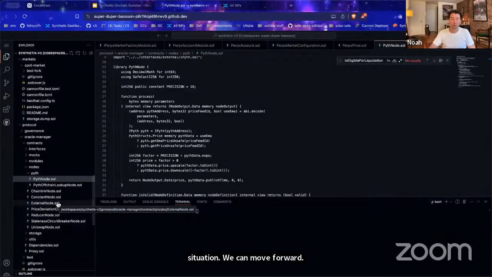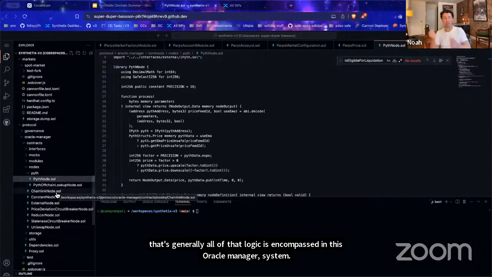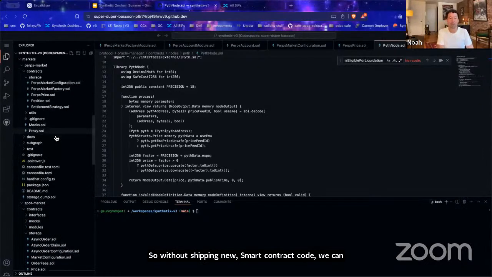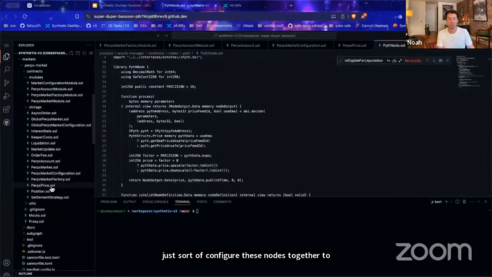So when you're issuing loans and processing liquidations, on-chain Oracle prices are good to use, and they're also simple because you can just take whatever's available on chain. Maybe error if the current price is too stale. But all of that logic is encompassed in this Oracle Manager system. So without shipping new smart contract code, we can just configure these nodes together to represent the price feed that we want to use based on what's available on chain.